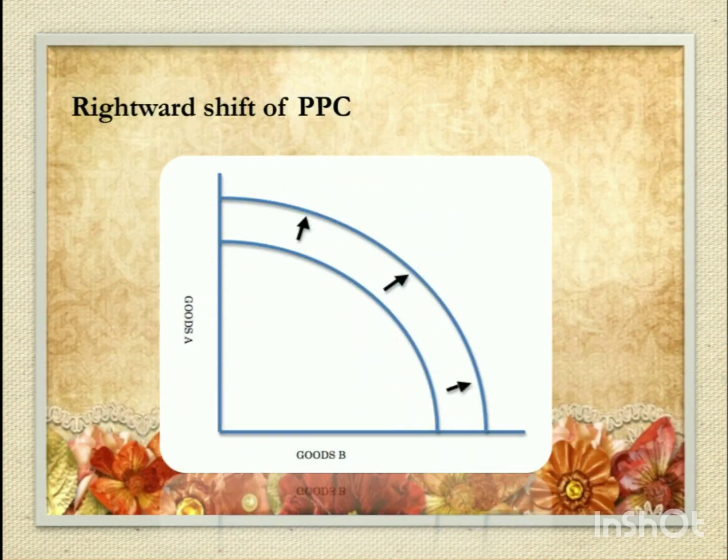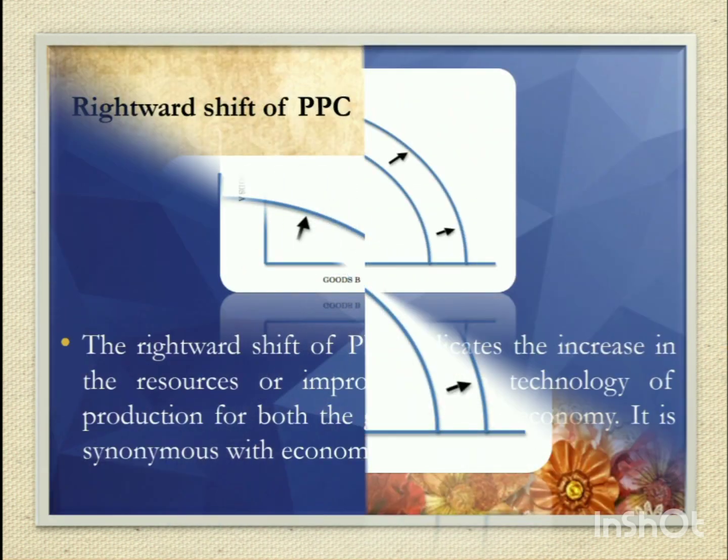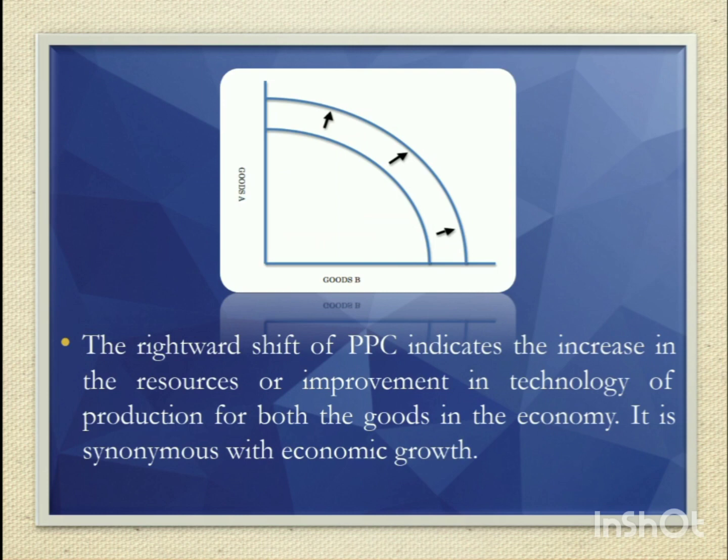The rightward shift of the production possibility curve indicates the increase in the resources or improvement in technology of production for both the goods in the economy. It is synonymous with economic growth.